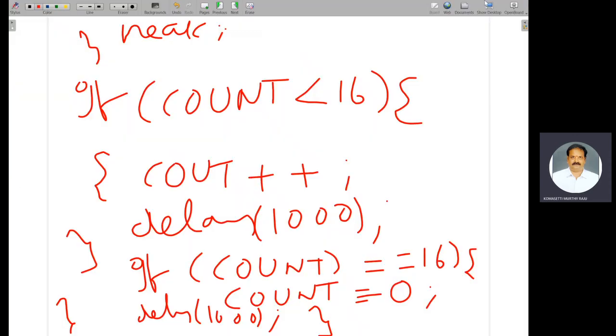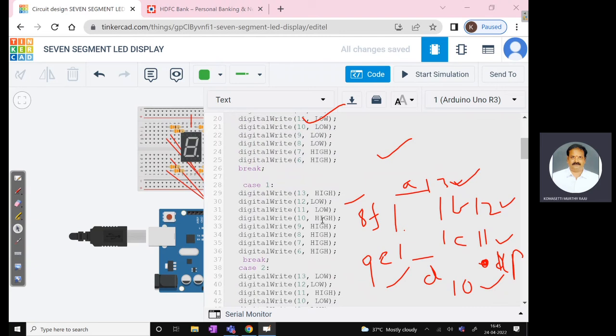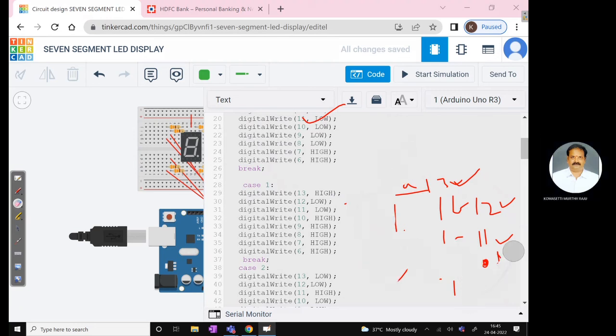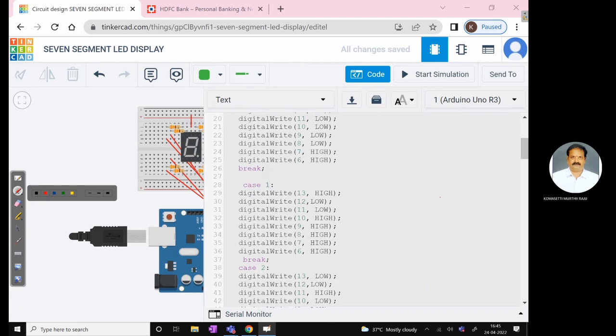Now I'm coming to case 1. Case 1 is particularly meant for displaying one. For one, the B and C segments, which are assigned to pins 12 and 11, are low. In case 1, 12 and 11 are low.